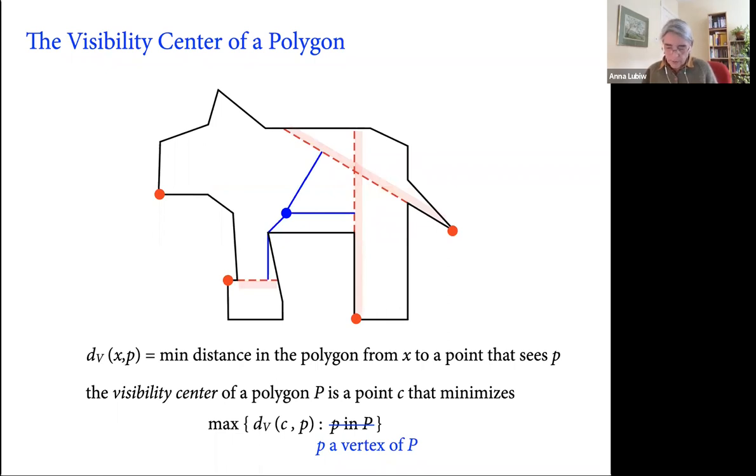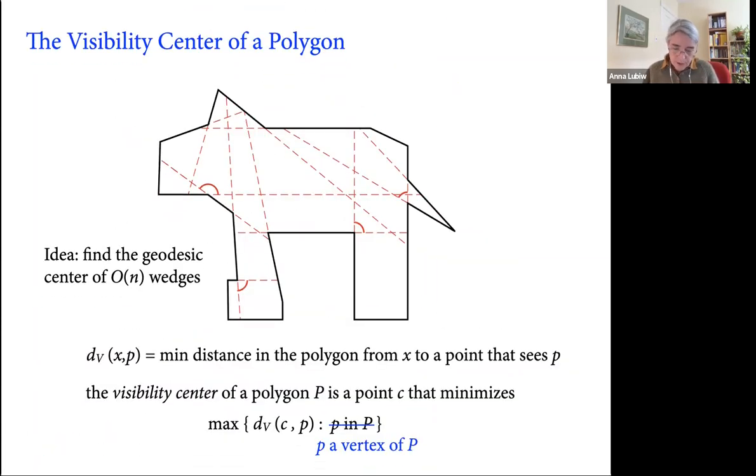And I've marked the three sort of furthest routes that the guard would have to make to see various vertices of this polygon. The line that extended this one has vanished because that's a closer one. So it's not one of the furthest distances that the center point has to travel.